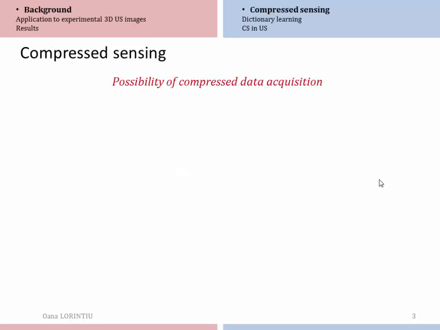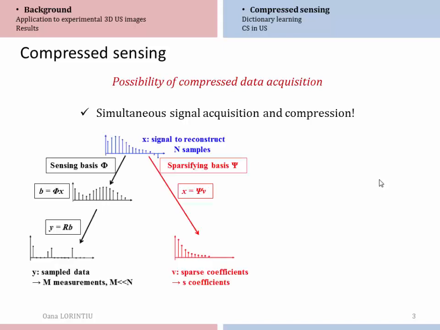I'm going to briefly present the compressed sensing theory because everybody has their own notations. Compressed sensing offers the possibility of acquiring compressed data, that means a simultaneous signal acquisition and compression. The figure here shows a summary of how compressed sensing works. For example, if X is the signal that you want to reconstruct, it has N samples. On the left side, you have the acquisition part of the compressed sensing, the sensing part. And on the right side, you have the compression part in red.